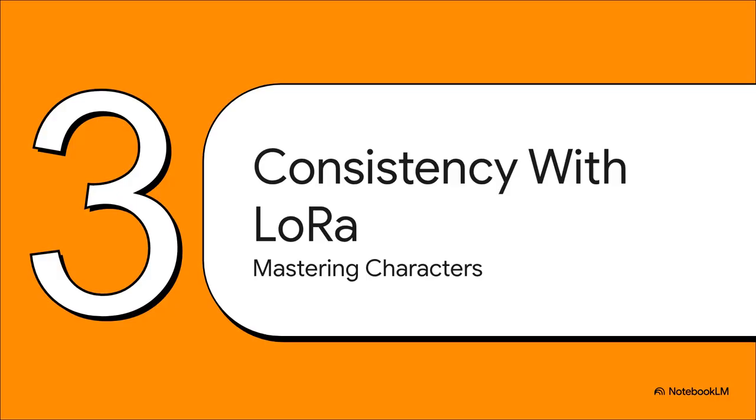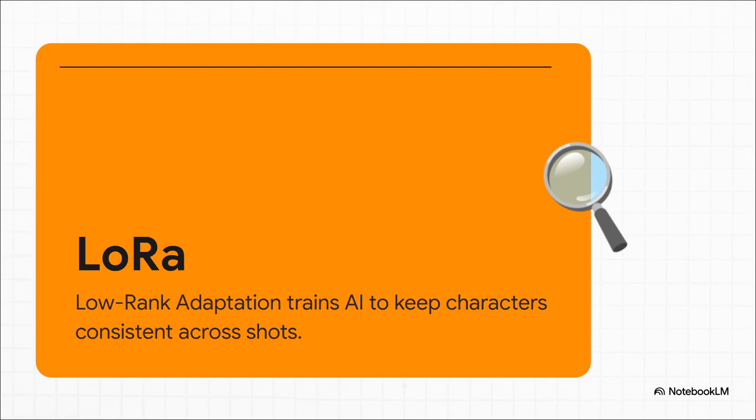Which brings us to step 3, mastering consistency with Laura. Now, what's really interesting about this is how it solves the single biggest technical headache in AI video creation today, keeping your character looking exactly the same across different shots, different lighting, and totally different camera angles. To solve this, we use Laura, which stands for Low Rank Adaptation.